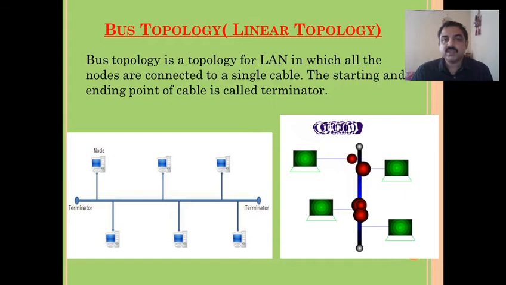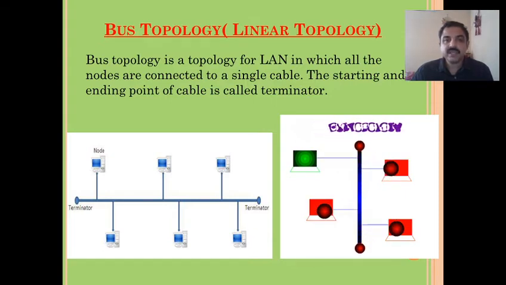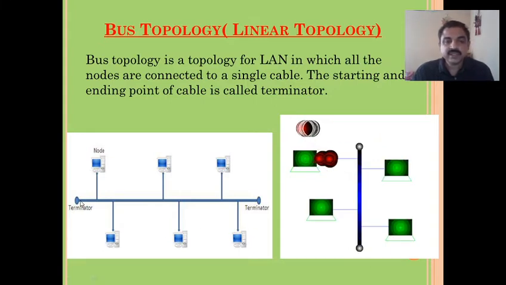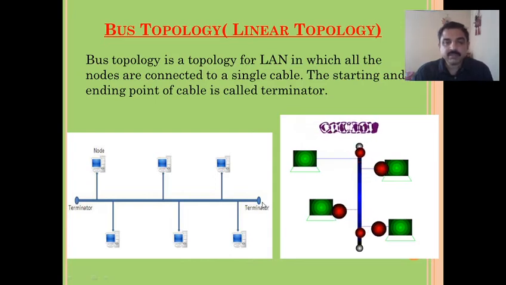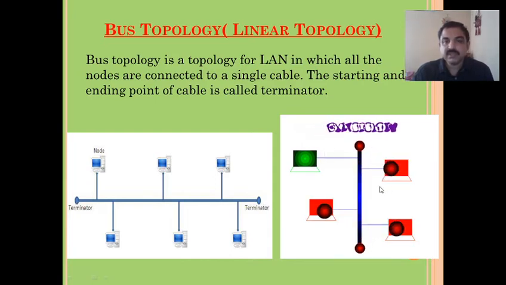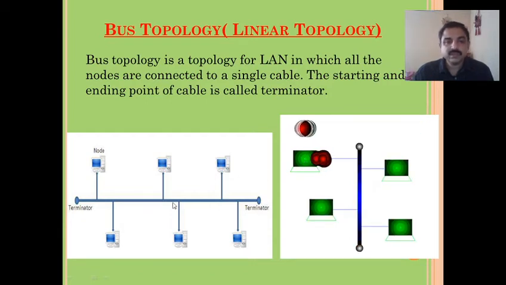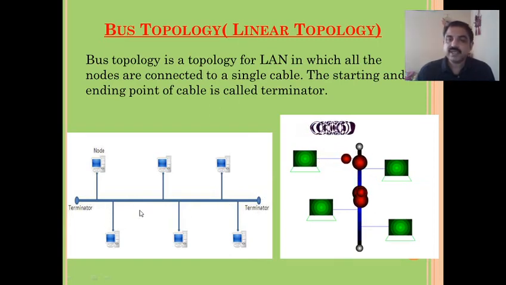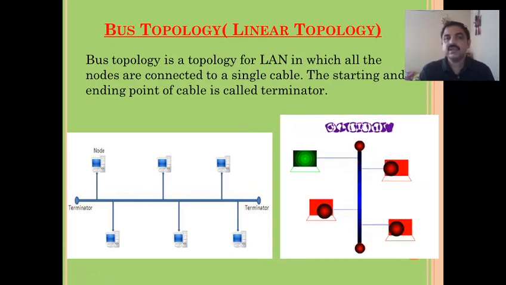Bus topology is a topology for LAN in which all the nodes are connected to a single cable. The starting and ending points of the cable is terminator. So here all systems will be connected, all nodes are connected to a single cable, and at the end there will be terminators. So data will be transferred from one node to another through this single cable, and there will be terminators at the ends. So this topology is called bus topology.